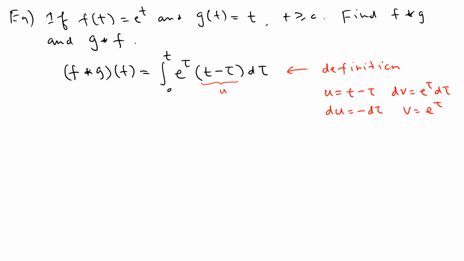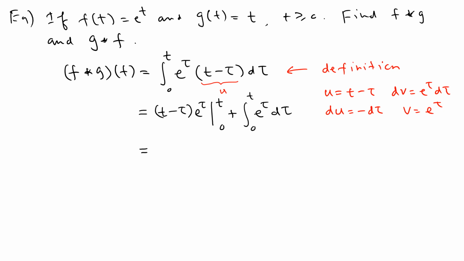So we're gonna plug in here. So if you plug in here, what's gonna happen? You're gonna get uv. Okay, so uv means t minus tau, that's u, times e^tau, evaluated at t and 0, and then minus we have a vdu, so 0 to t. v means e^tau, and du becomes d tau, but with a negative sign becomes positive. Okay, so that's what you get.